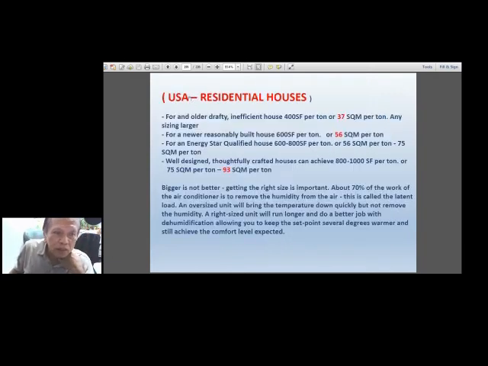Okay. So, sa USA daw, residential houses for an older, drafty, inefficient house, 400 square foot per ton, 37 square meter per ton. Any sizing larger, okay, a newer or solidly built house is 600 square foot per ton, or 56 square meter per ton. Bigger is not better. Getting the right size is important. About 70% of the work of the air conditioner is to remove the humidity from air.